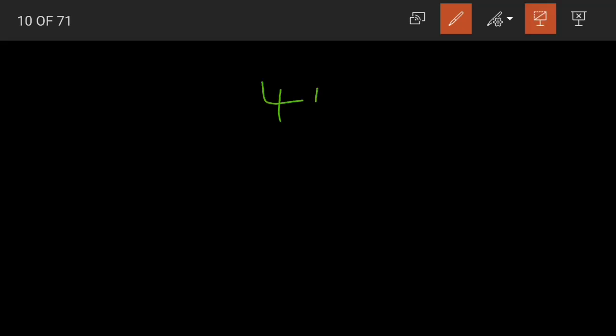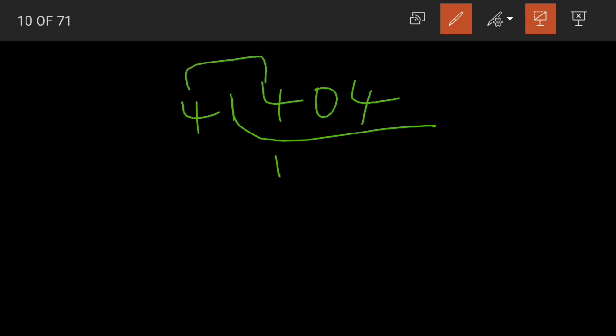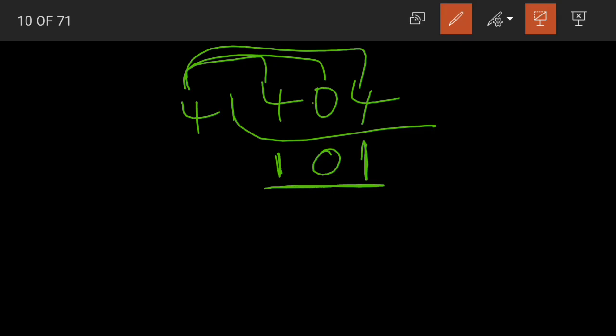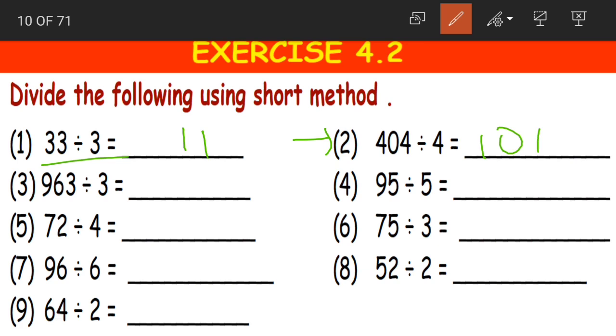Next, question number 2. 404 divided by 4. Now we have 4 divided by, we know that 4 ones are 4. And when does 0 come? 4 zeros are 0. And again, when does 4 come? 4 ones are 4. So 404 divided by 4 is 101. Yes. Only when the question mentions to use the short method, you need to use the short method for solving, children. Otherwise, you always have to solve the division in long division method.